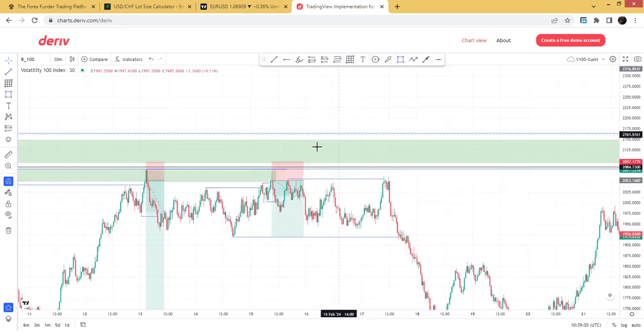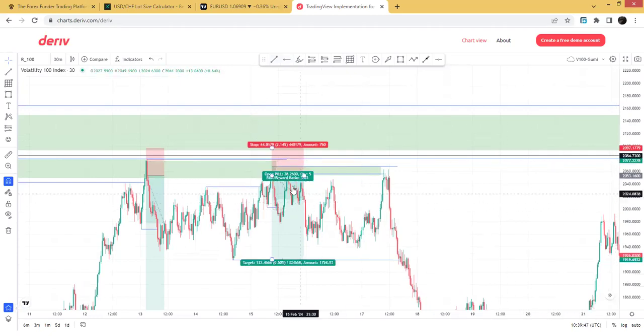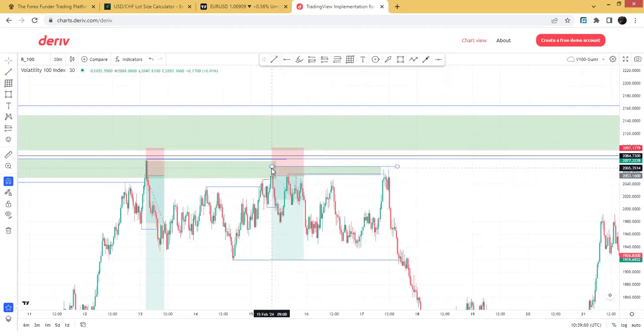This is my POI here. This other block, unmitigated weak, right there. This is it. Okay, let me send this to back. This is my protected high, right there. I don't expect price to pass that level. This is my trading range for this range, from this point to this point, when price started to reverse. That is my take profit.